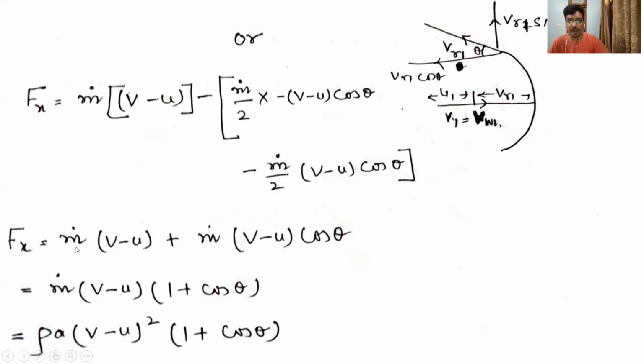So Fx equals to m dot V minus U plus m dot V minus U cos theta. So taking this V minus U in common, we can get m dot V minus U into 1 plus cos theta. And what will be the value of m dot? M dot will be rho a V minus U. So rho a V minus U whole square 1 plus cos theta is the value of Fx, in case of symmetrical vane, when a jet is striking at its center and this vane is moving.